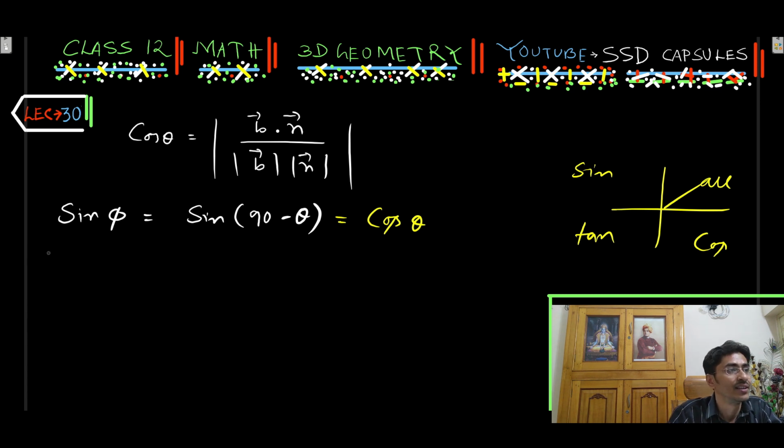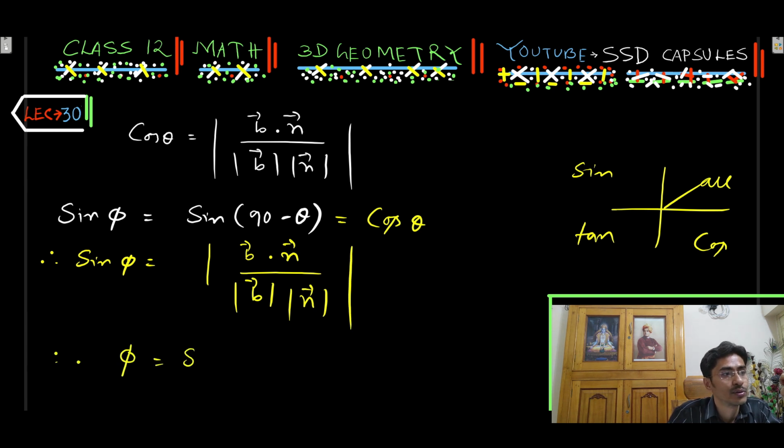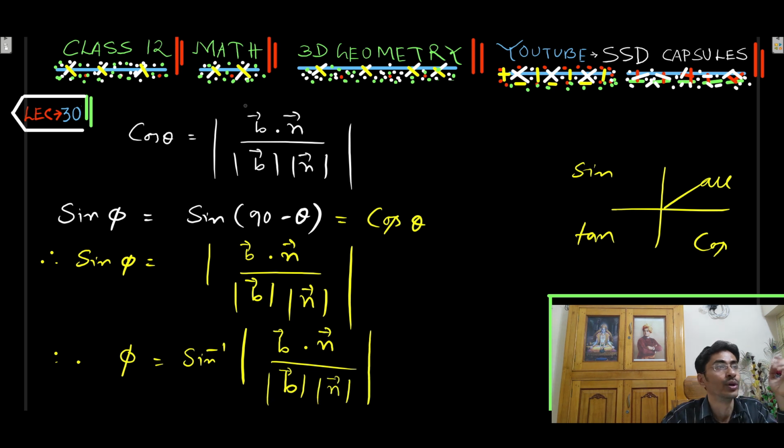Therefore sin phi equals cos theta, which equals b vector dot n vector by b vector magnitude times n vector magnitude. So therefore phi equals sin inverse of b vector dot n vector by b vector magnitude times n vector magnitude. So we are done. Proved. This is the angle between the given line and this plane. Now we will see an application of this beautiful theory we have studied. So without wasting any time, go to the next slide.